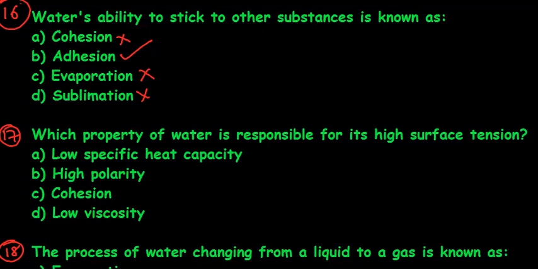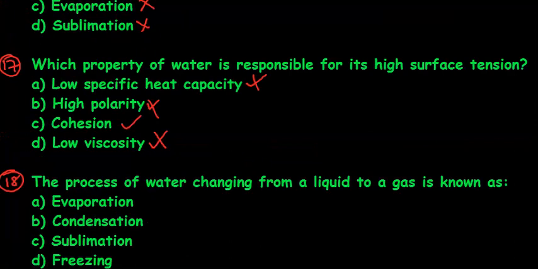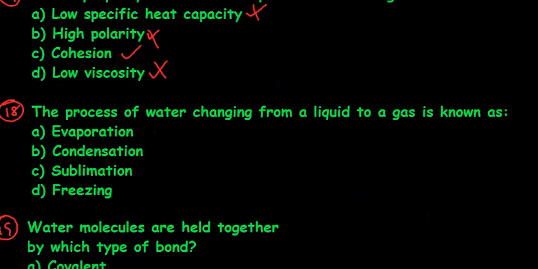I'll check the correction. Question number 17 says, which property of water is responsible for its high surface tension? In this case, if your answer is low viscosity or low specific heat capacity, high polarity, they are all wrong. The correct answer is cohesion. What about number 18? Number 18 says the process of water changing from a liquid to a gas is known as, this is simply going to be evaporation.